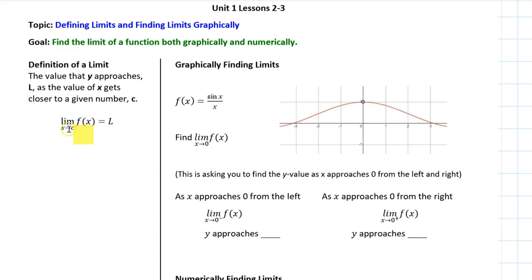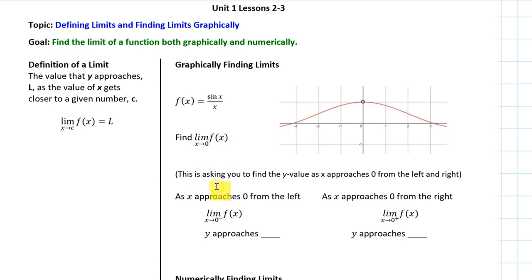Okay, so the way we write that is we would say the limit as x approaches c of your function equals some value of L, and that value of L is a y value. Okay, so a limit is a y value. If we take a look at this first example on the right here, we've got the graph of f of x equals sine x over x. We want to find the limit as x approaches 0 of the function f of x.